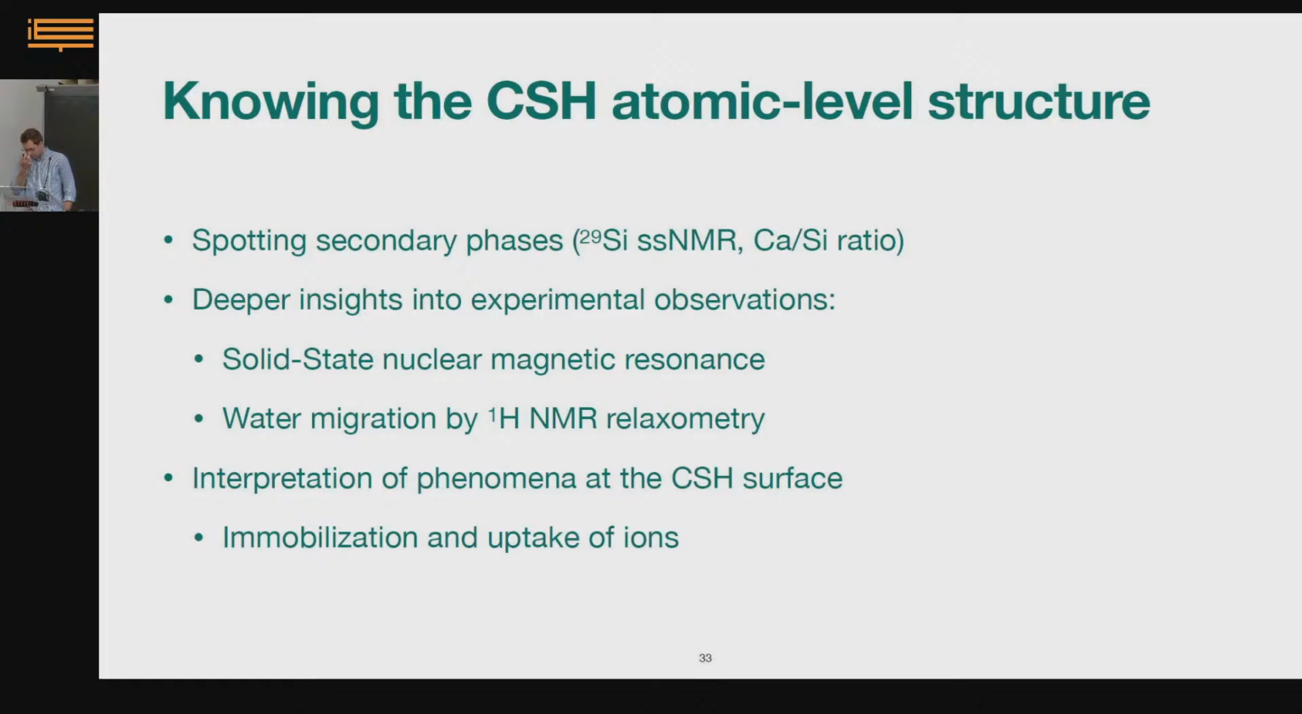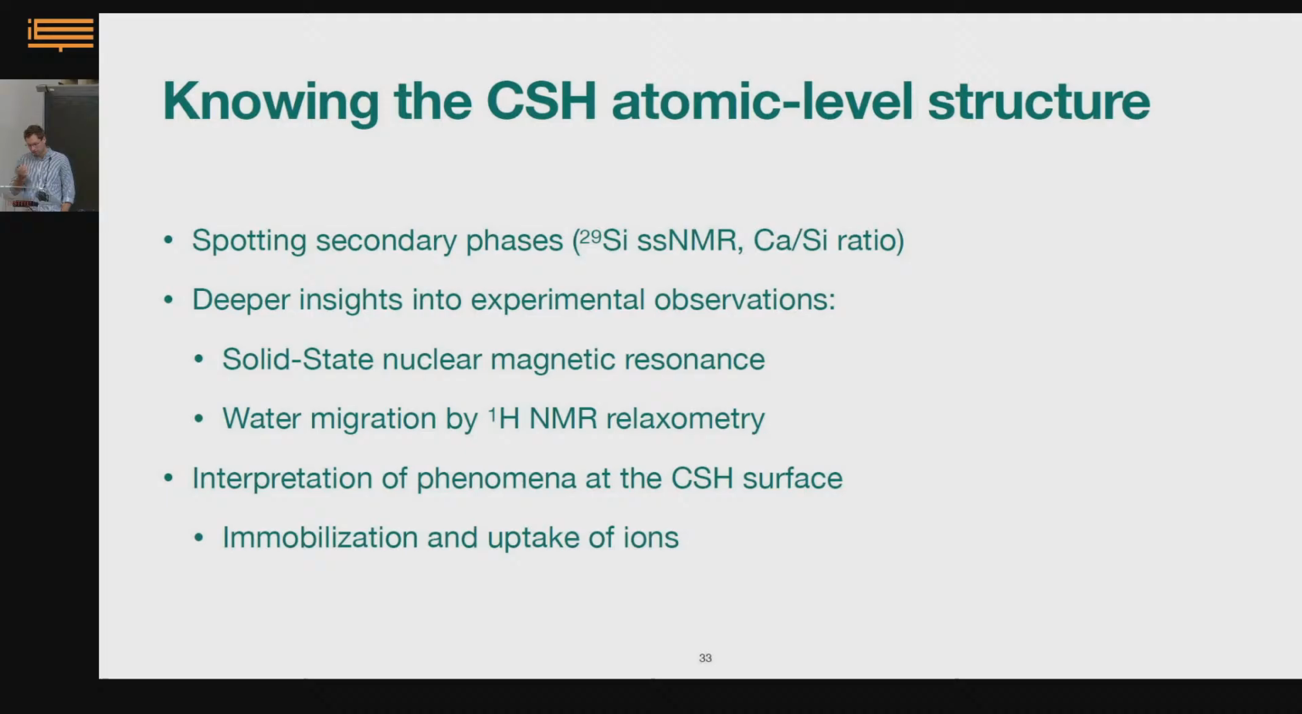So to get to the last slide, knowing the CSH atomic level structure, why does it matter? Like I said, by really understanding the structural axioms of the nanofoil, it can help you spot secondary phases. If you have globules and nanofoils, it can be that the globules are masked behind the XRD pattern of the nanofoil, but then by calcium silicon ratio and silicon NMR, you can easily spot them. If there's a Q3, Q4, it's obviously not a nanofoil. It can help you get better insights into experimental observation.